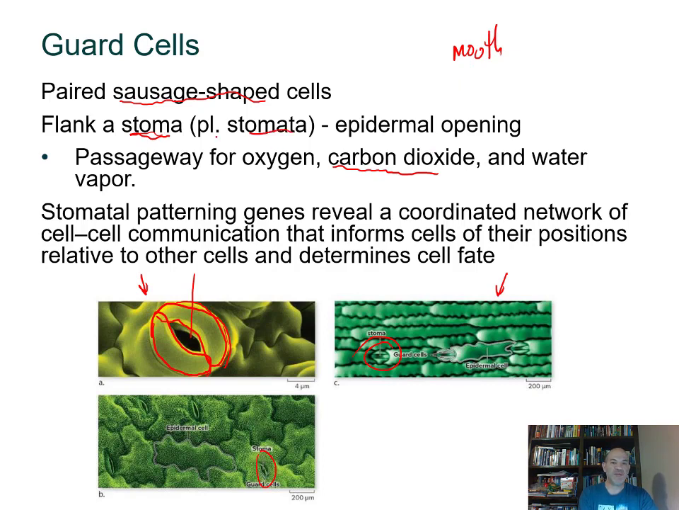Stomata is plural, by the way. And so the pattern of the production of these stoma cells is done during the development of the dermal tissue, as to whether or not these cells are going to become guard cells. We don't just want a whole bunch of guard cells all over the place. There has to be some control over that.